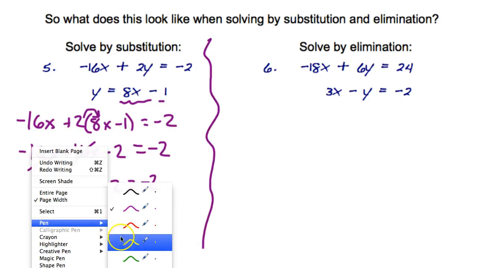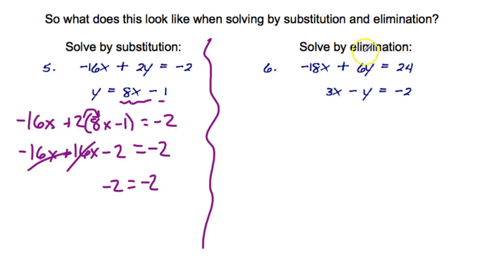So let me do this one with a different color. How about green? Alright, it says solve by elimination. So, what can I cancel out over here? Nothing right now. But if I multiply it by 6, this will become negative 6y, and those will cancel. Alright, so let me write that down. So, 6 times 3x, that's 18x. 6 times negative y is negative 6y. 6 times negative 2, that equals negative 12.